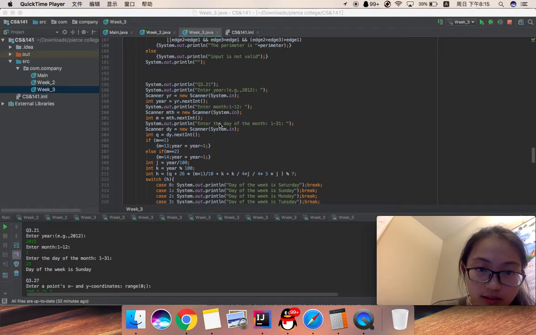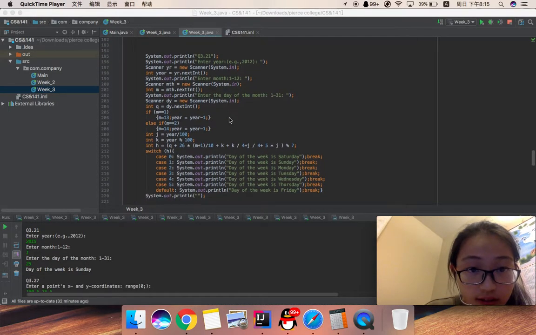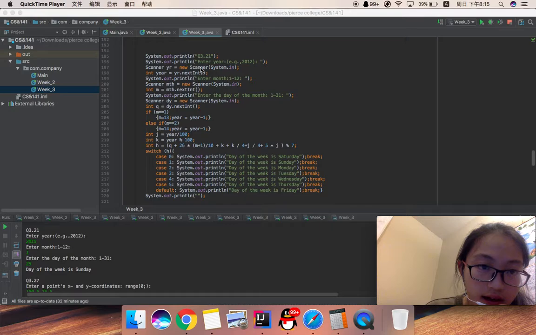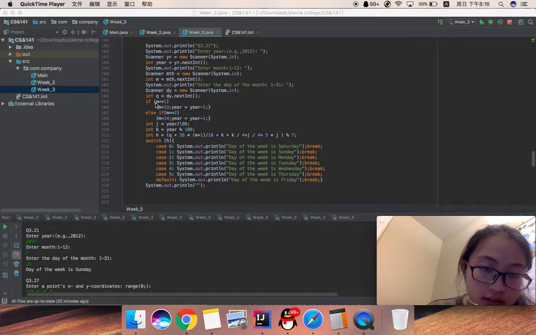Okay, let's start with question number 20 first. I have an introduction here and use the scanner to read my input, and I define the variables M and Q to save my input. Because M is equal to month number, and if the month is January or February, we should consider it as the 13th and 14th months of the previous year.